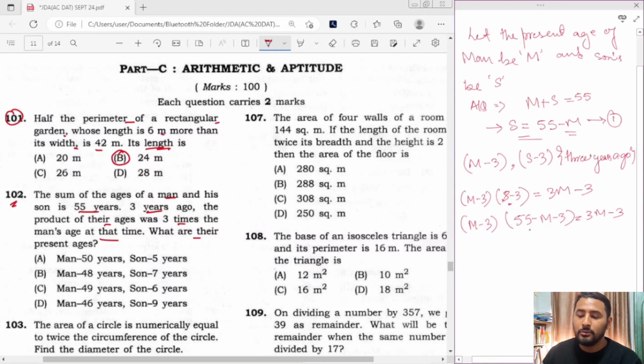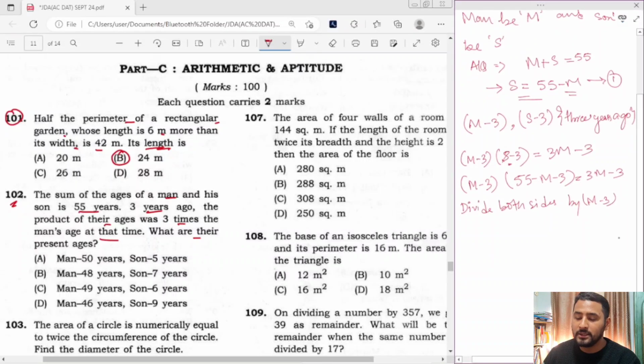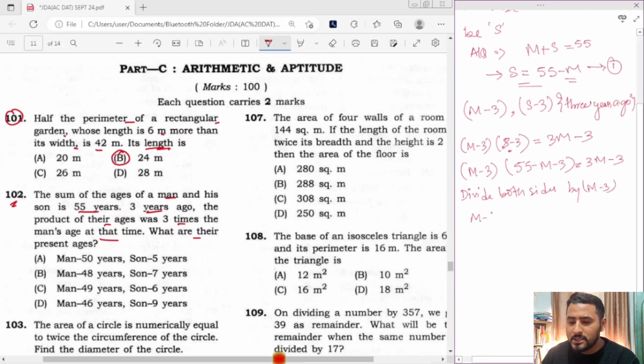Now what we need to do is remove this minus 3. See, can you see both sides we have (m minus 3), on the left hand side also, so what we'll do is divide both sides by m minus 3. So if you divide both sides by m minus 3, what will we get? We will get m minus 3, then 55. See, 55 minus 3 will be how much? 55 minus 3 will be 52 minus m equal to 3m minus 3.